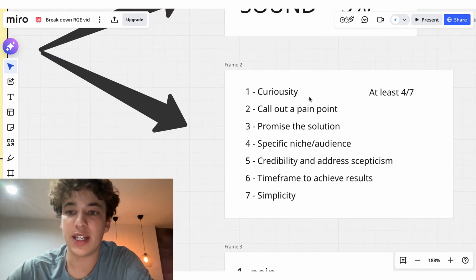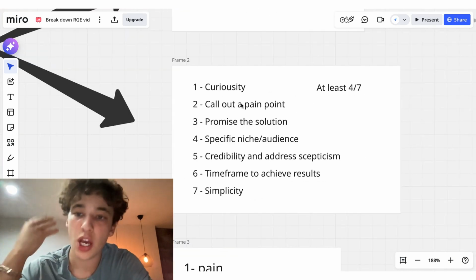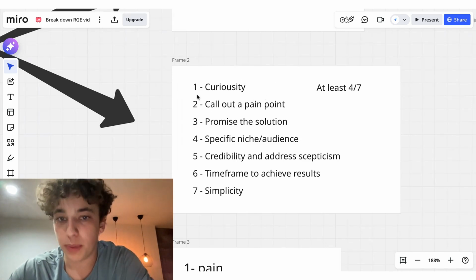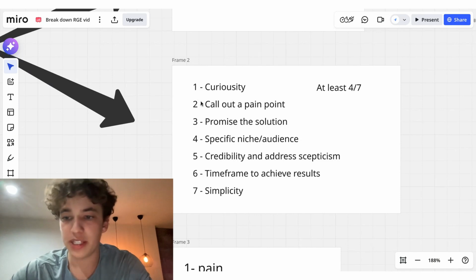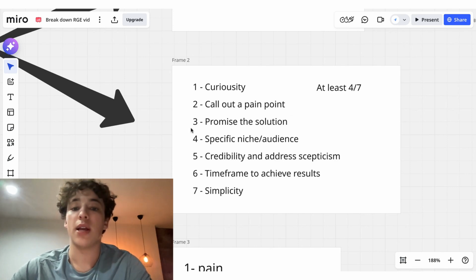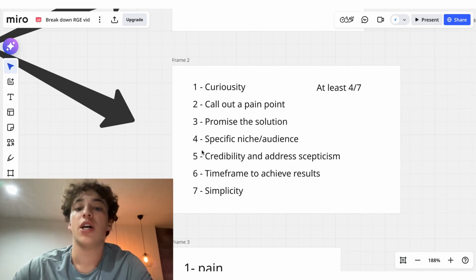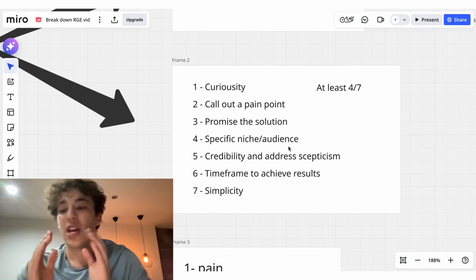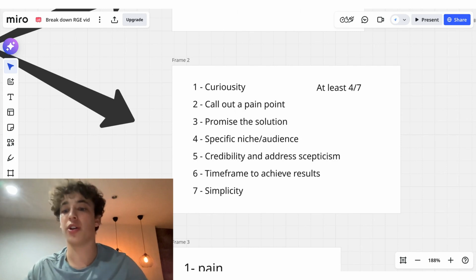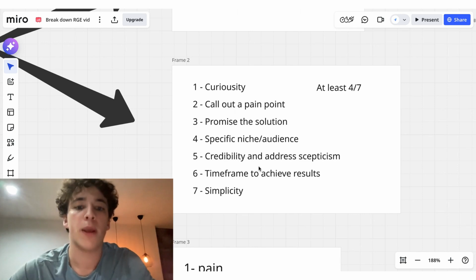This is exactly where the magic of a hook comes in. You have to have at least 4 out of these 7 following things. You have to build curiosity. That's self explanatory. Call out a pain point. Promise the solution of a pain point. Specific niche or audience. Make sure that it is only targeted towards a specific niche or audience. Don't make it so broad so your friend and her grandma sees it.